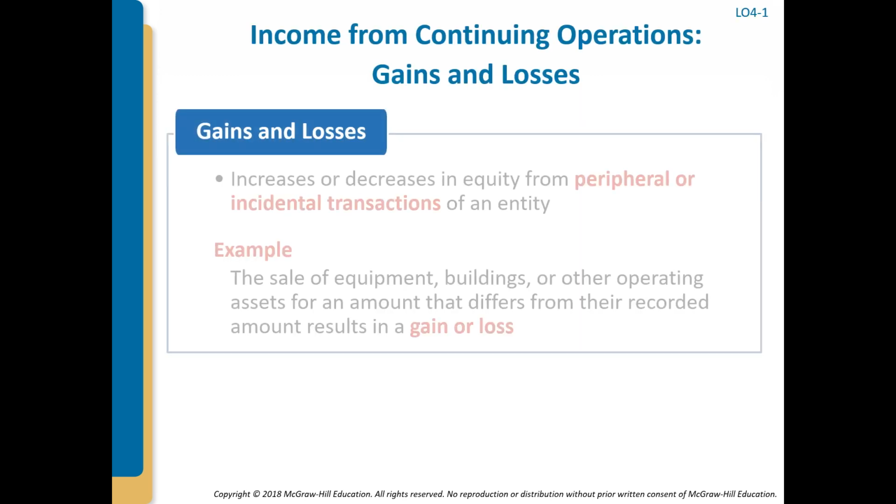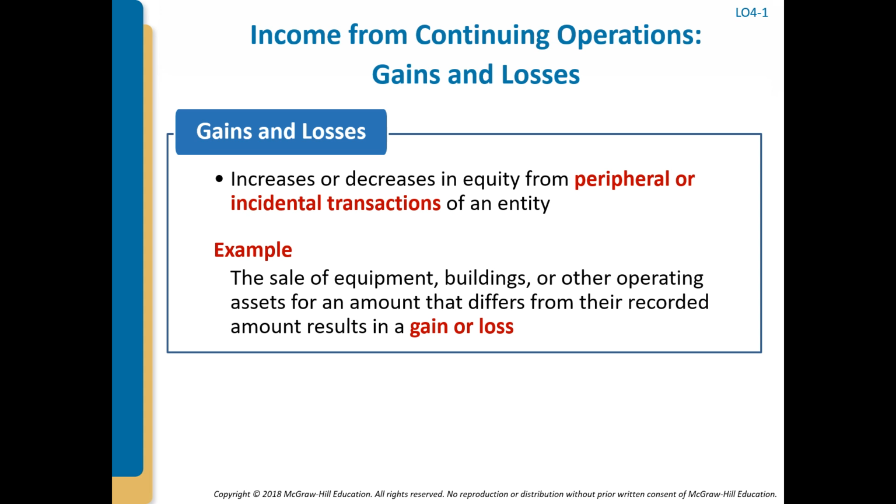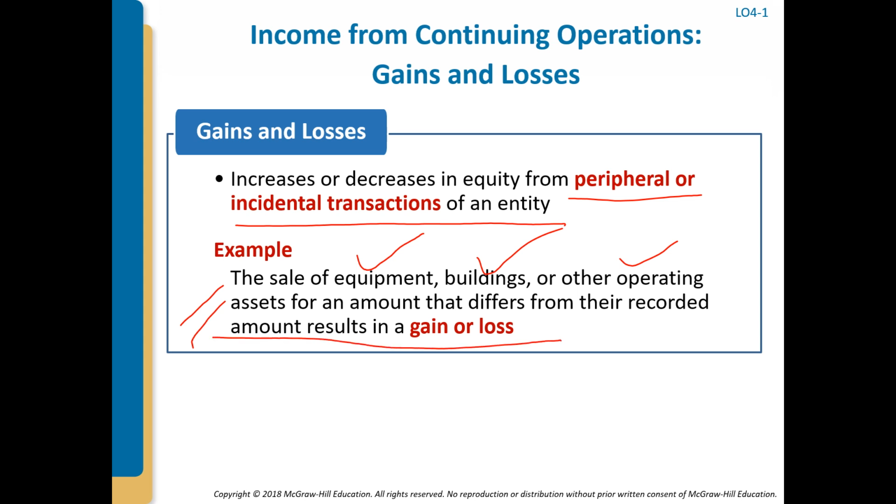Okay, so income from continuing operations, gains and losses. Gains and losses are the increases or decreases in equity from peripheral or incidental transactions of an entity. For example, the sale of an equipment, building, or other operating assets for an amount that is different from their recorded amount results in gain or loss. Let's have an example. Say, for example, we have an equipment.